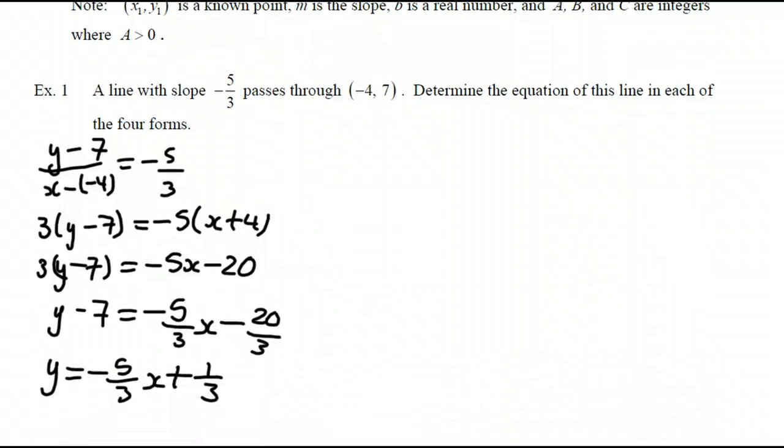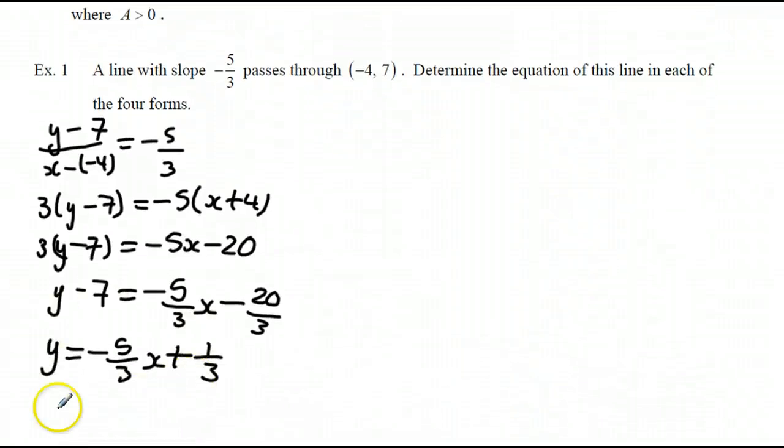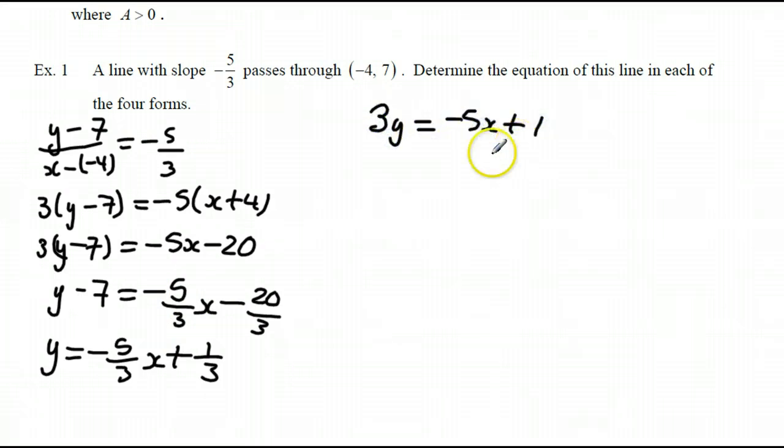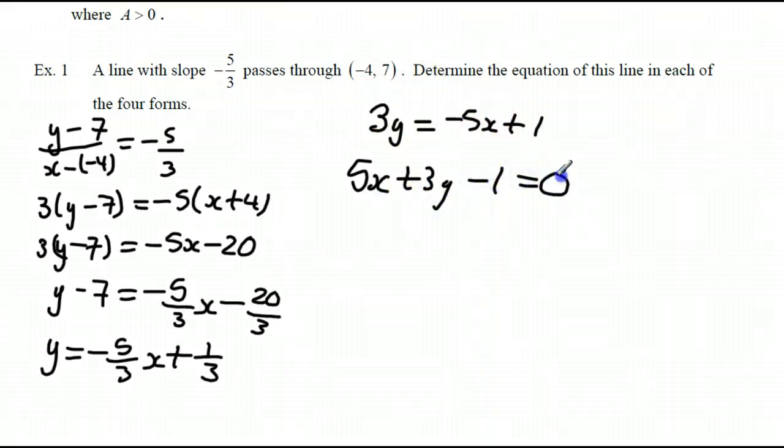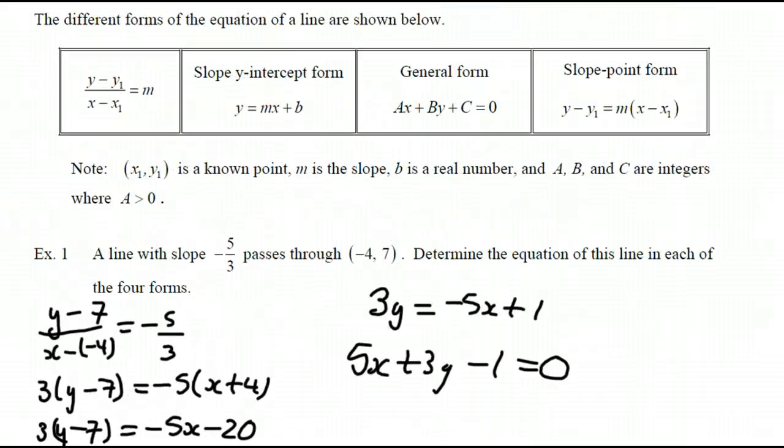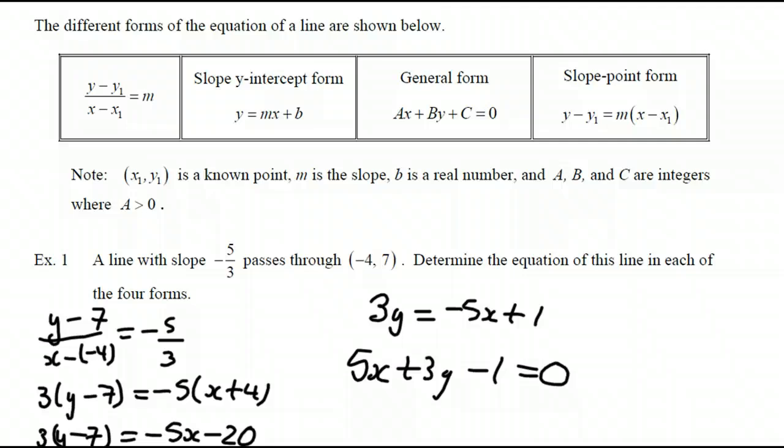To get into general form, we can take the slope y-intercept form, multiply through by 3, giving me 3y is equal to negative 5x plus 1. What we're doing is we're multiplying by the lowest common denominator to clear out any denominators. We now need it arranged so everything's on one side. We want the a to be positive, so we're going to move the 5x over. Plus 3y minus 1 equals 0. And that gives us the general form equation, ax plus by plus c.